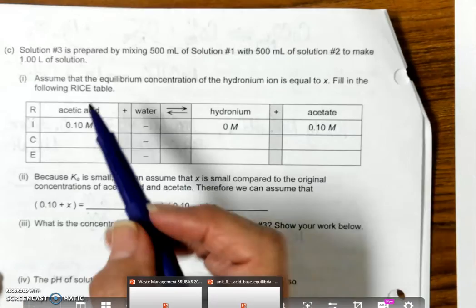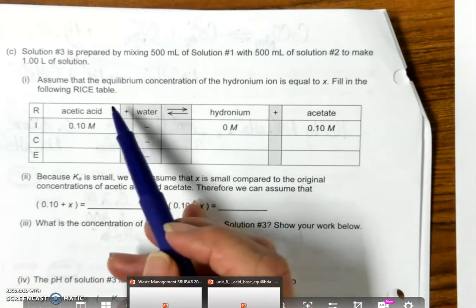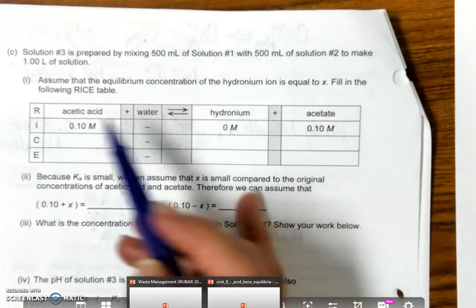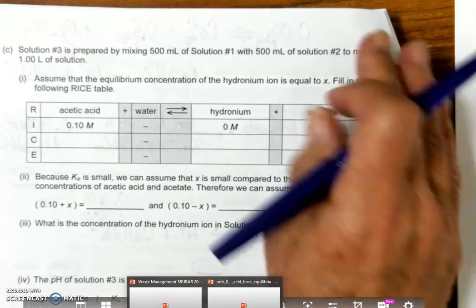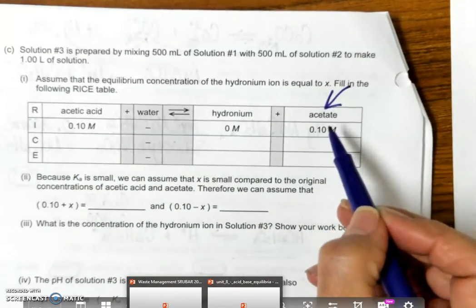All right. So here are my two solutions. I'm going to mix them together. And when I mix them together, I'm going to create a rice table. And this is still the equilibrium I'm dealing with. It's just that I added sodium acetate here.